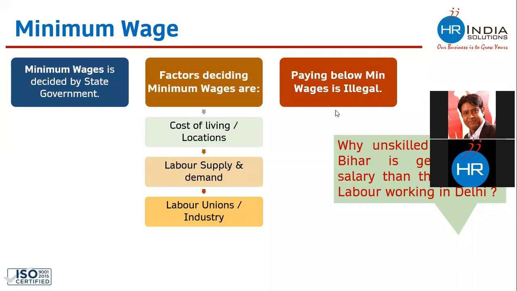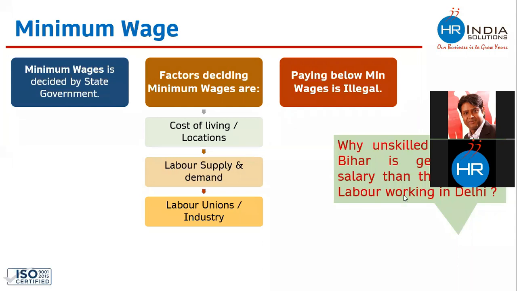Correct. So the combination of all this, cost of living, location, labor industry, and the unions, is what we use to decide the minimum wage. By analyzing the cost of living of the state, labor supply and demand in that state, then the labor unions and the industries which are active in that state, the state usually decides the minimum wage. On the basis of that, the answer would be that the minimum wage of Bihar is less than the minimum wages of a metro city like Delhi or Mumbai. So that is the reason that the labor who is working in Bihar is getting a lower salary than the labor who is working in Delhi.